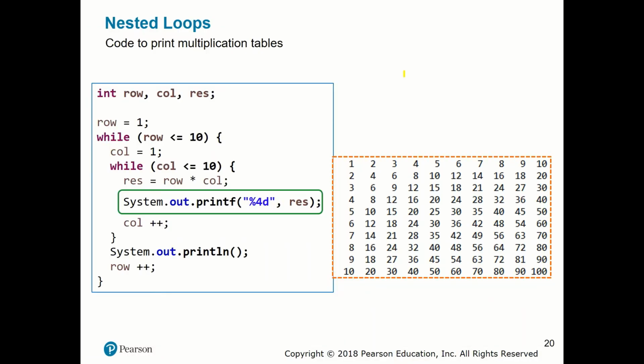This is the same code as the previous one, printing out multiplication tables, but this time we used the printf statement to print out like this, very neatly.